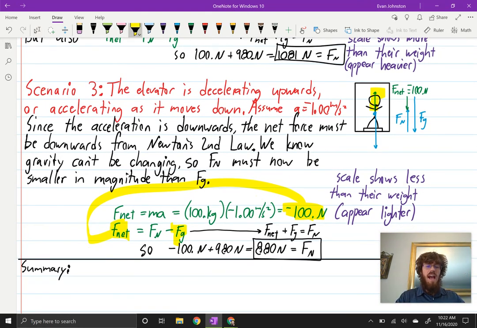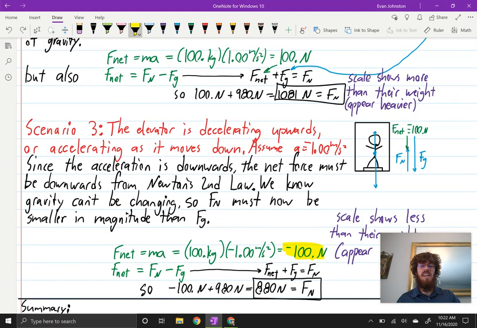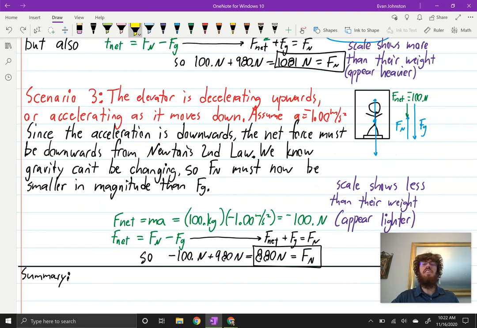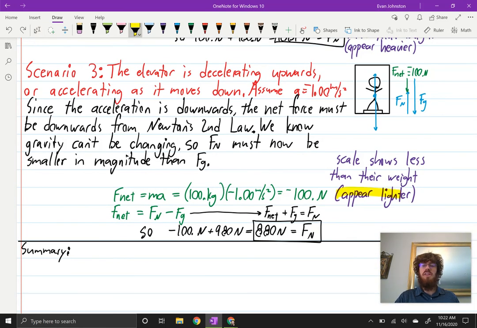I know their weight hasn't changed. Gravity on Earth has not changed. And so we're really just trying to find out, what does the scale read for them? Do they actually appear lighter if it's decelerating on the way up, or if it's accelerating on the way down? Yes, they do. They appear 100 newtons lighter than they normally do. So they actually do, in fact, appear lighter. And that is actually it for the notes.